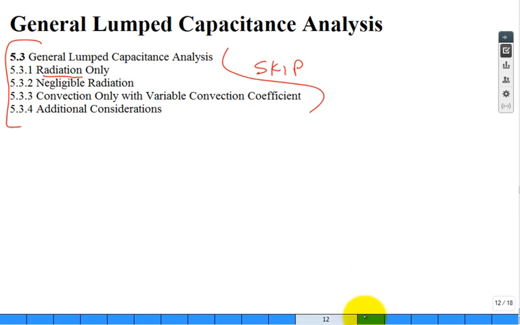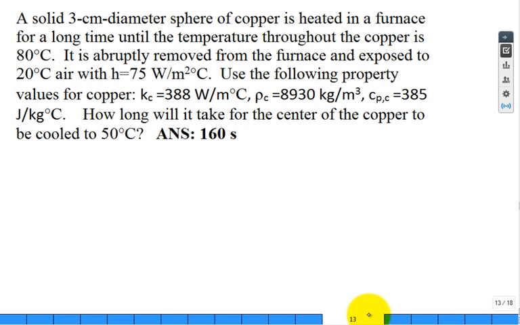All right. Solve a problem. We have a solid 3 centimeter diameter. Right away, be careful. Is this radius 3 centimeters? No, the radius is 1.5 centimeters. You'll get off by a factor of 2 by mixing diameters and radii. Okay. It's a sphere. Good.